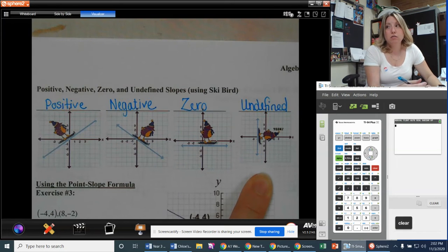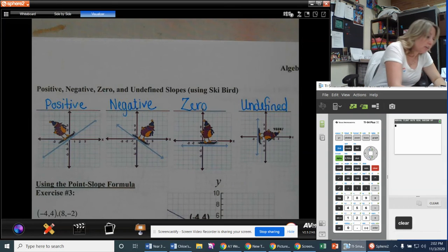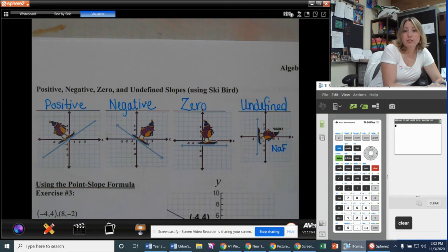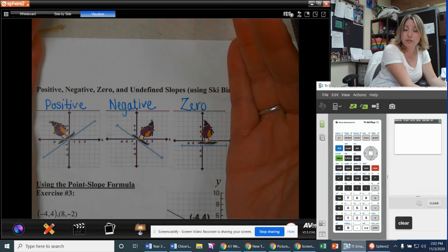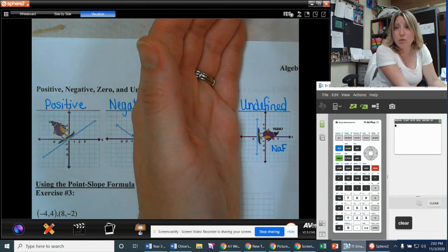X doesn't change. So x isn't increasing or decreasing. X is staying the same. This is not a function. This is the only type of line that is not a function. The rest of these are linear functions. They do not have repeated x values. This, however, is a repeated x value into infinity.